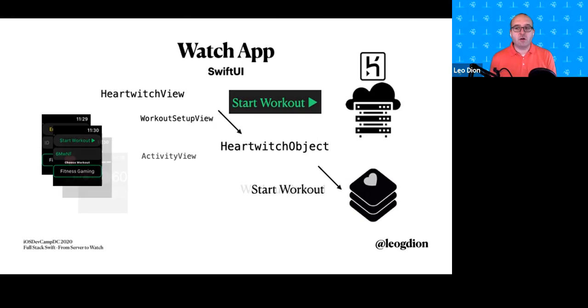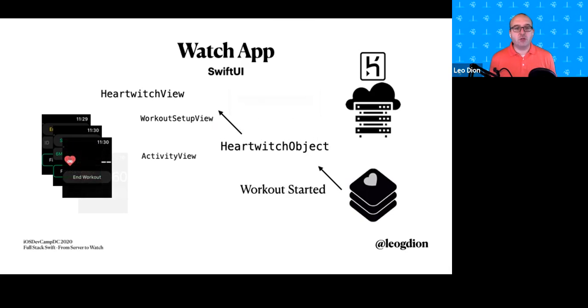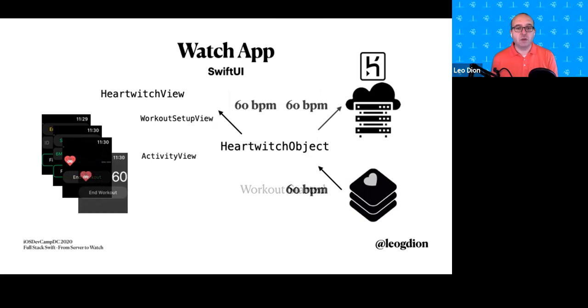We are then notified that the workout has started, and we switch over to the activity view. With the activity view, we're just simply waiting for our first heart rate. At this point, HealthKit sends its first heart rate, 60 beats per minute. Heartwitch object then broadcasts that out, by updating the published property so that SwiftUI updates that view correctly. But at the same time, we can also use that to send that information to our server so it can send it to the correct WebSocket.